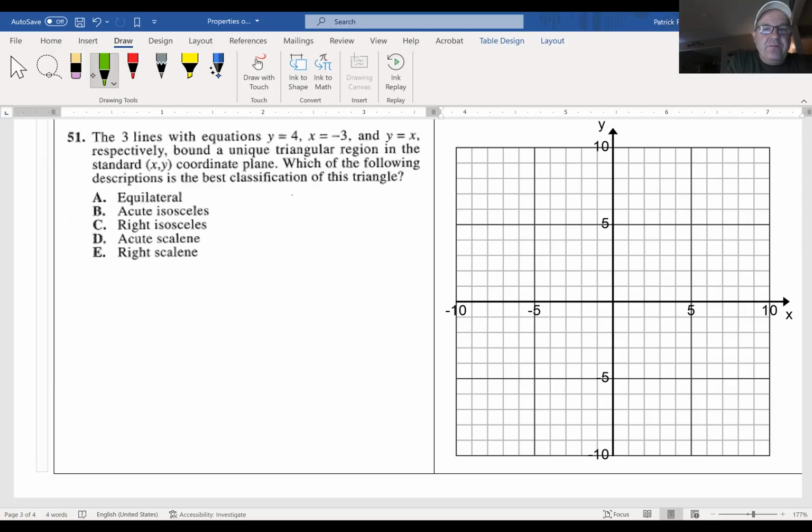Okay, well, first they tell us y is equal to 4. So that's a horizontal line going through 4. And we can think about it because all the y values here have a value of 4, right? And then x equals -3. Well, that's this line. Every single point on here, the x value is always -3. And then y equals x, right?